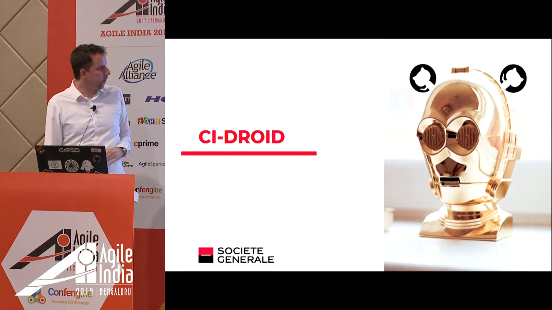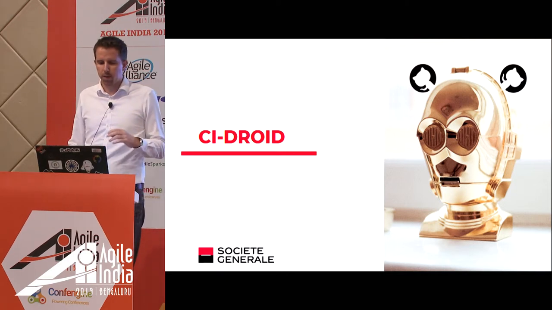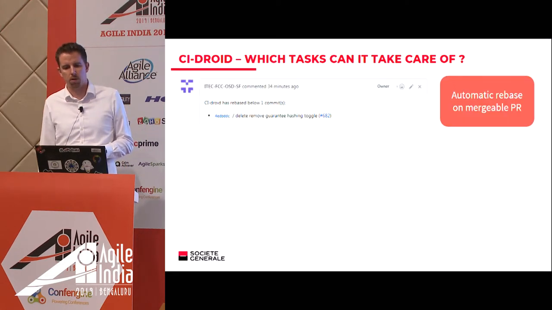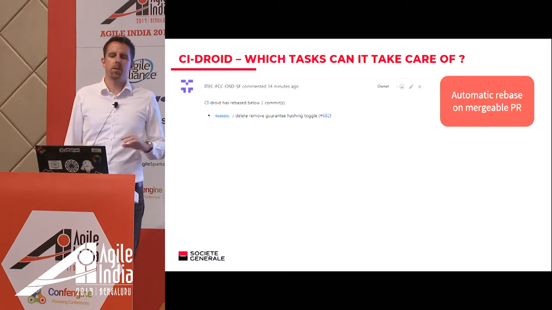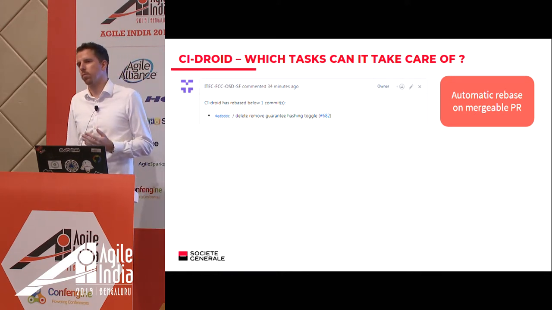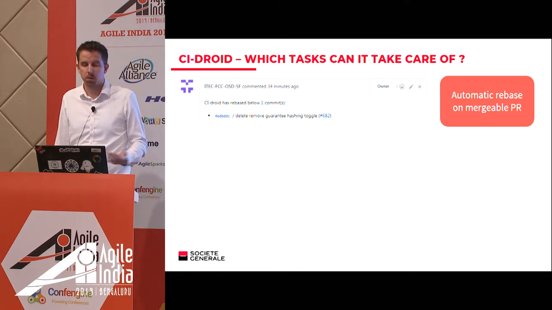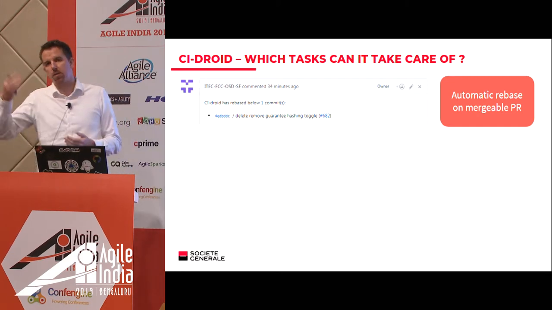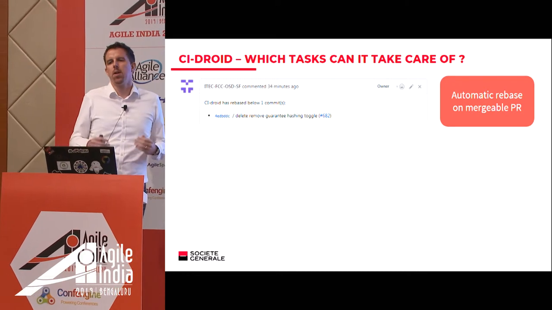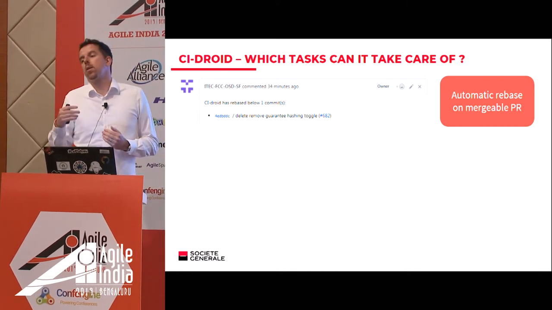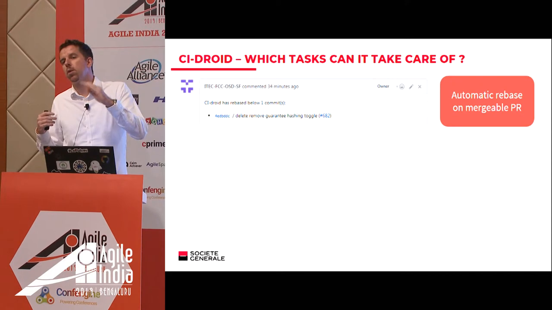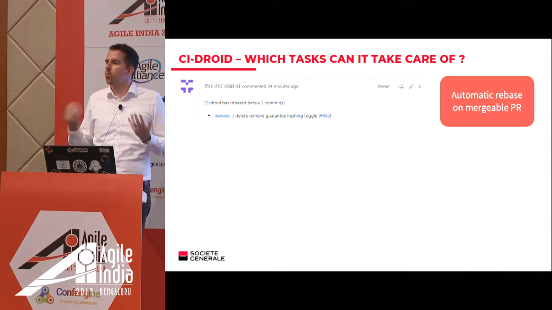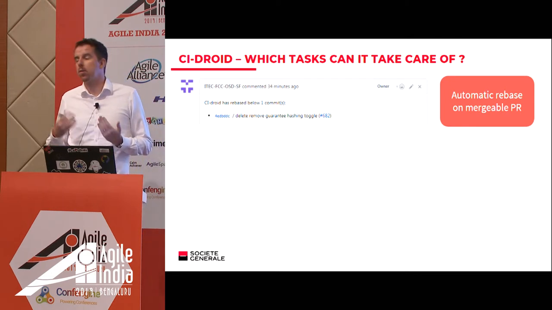Second tool, ci-droid. It takes care of the things that nobody wants to do. Some examples: automatic rebase of unmergeable pull requests. That's a problem we faced. It happens that your pull request doesn't get merged immediately. It stays there for maybe a few days. It was green at the time you created it, but some other people have pushed code to the master branch. Then your pull request is not up to date anymore. So it's still green, but it's not up to date anymore.